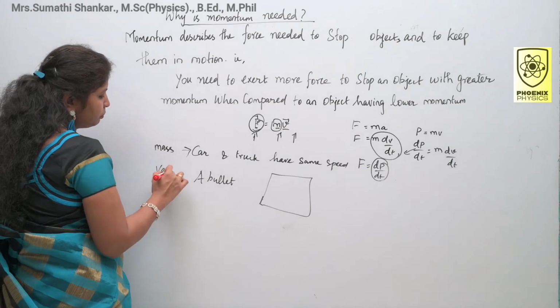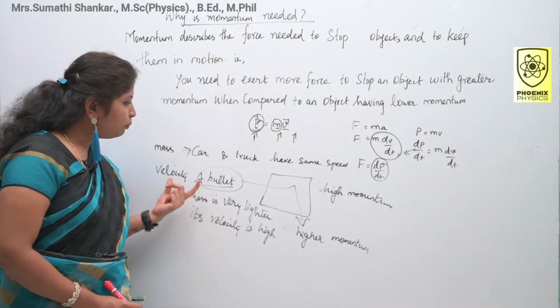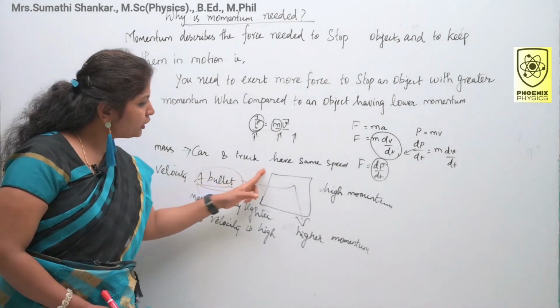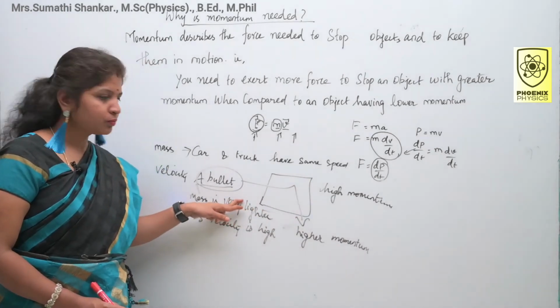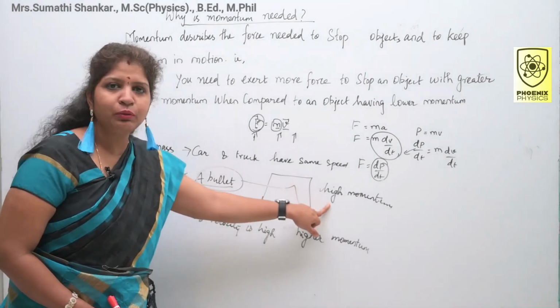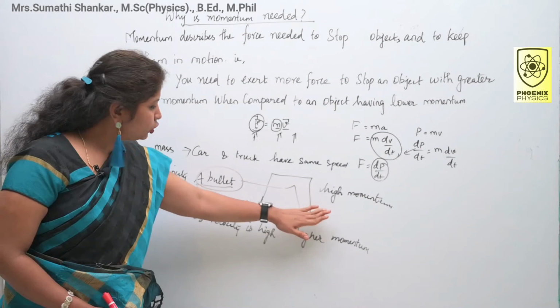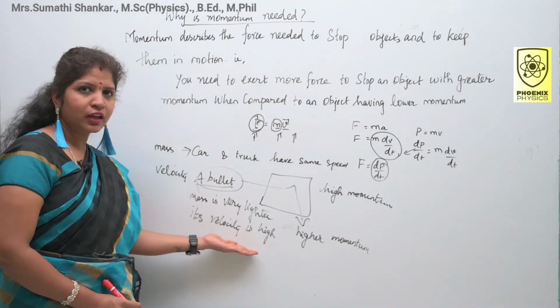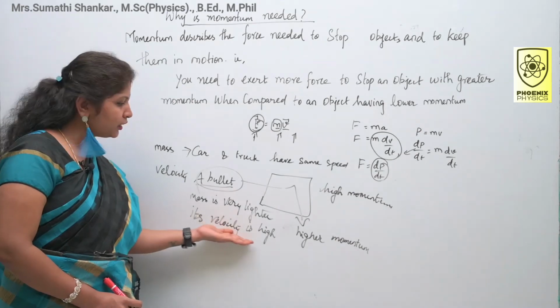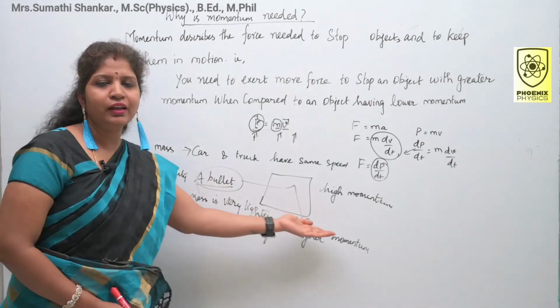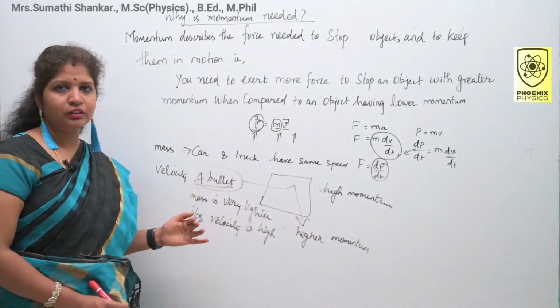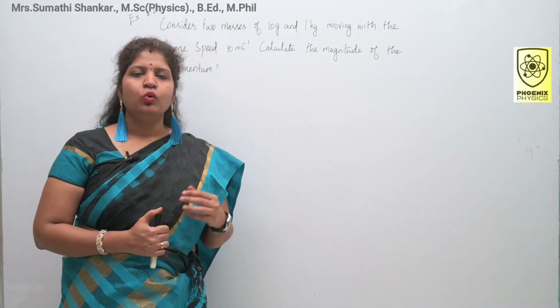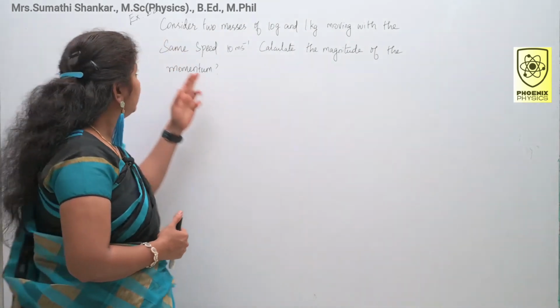Consider another example for velocity. A bullet can easily penetrate a wooden block due to its high momentum. Even though the mass is very light, its velocity is high. The velocity of the bullet is high. So it has higher momentum. Up to this clear? Based on the concept, one example problem is given.